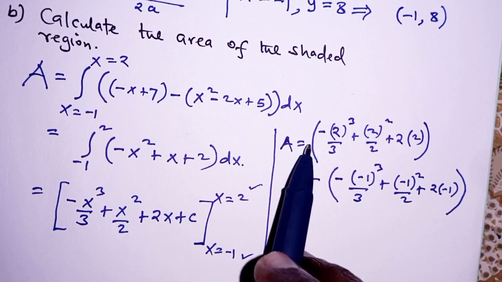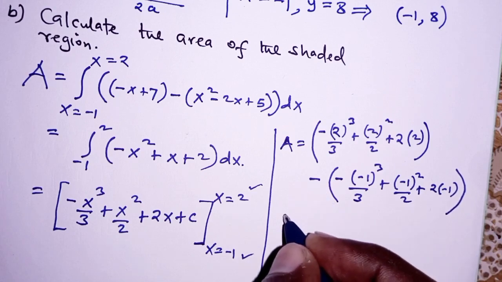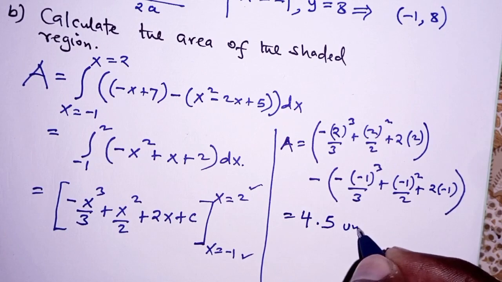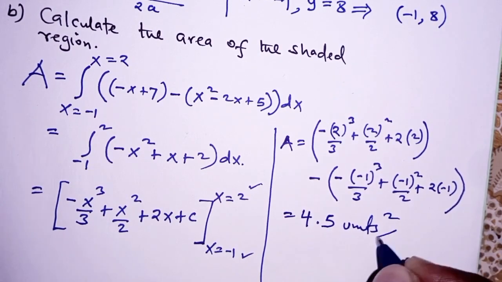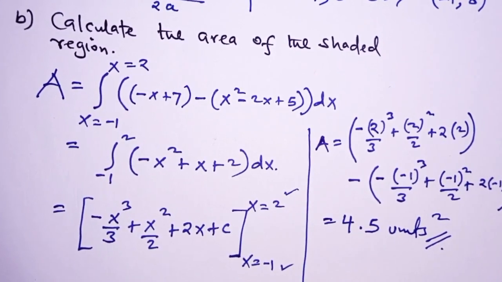And then when you work out the first bracket and the second bracket, and then we get the difference, the result should be 4.5 square units. And that is how we go about this question.